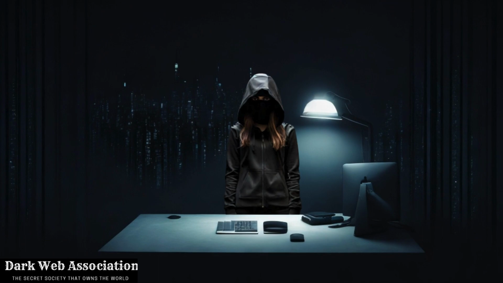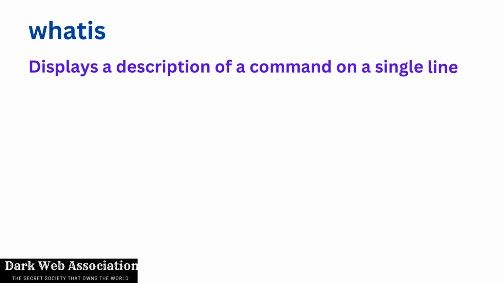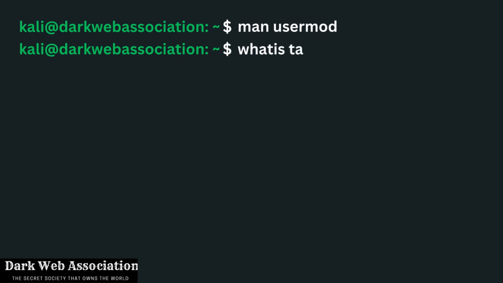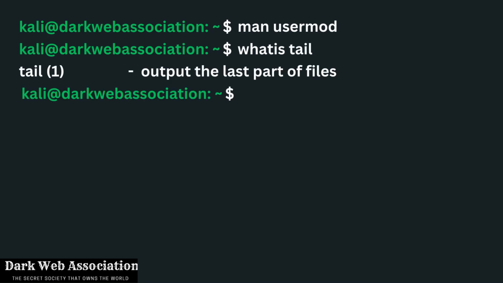Man provides a lot of information, but sometimes we just need a quick reference on what a command does. In that case, you use whatis. Whatis displays a description of a command on a single line. Let's say you heard a coworker mention a command like tail. You've never heard of this command before, but you can find out what it does. Simply use the command, whatis tail, and learn that it outputs the last part of files.